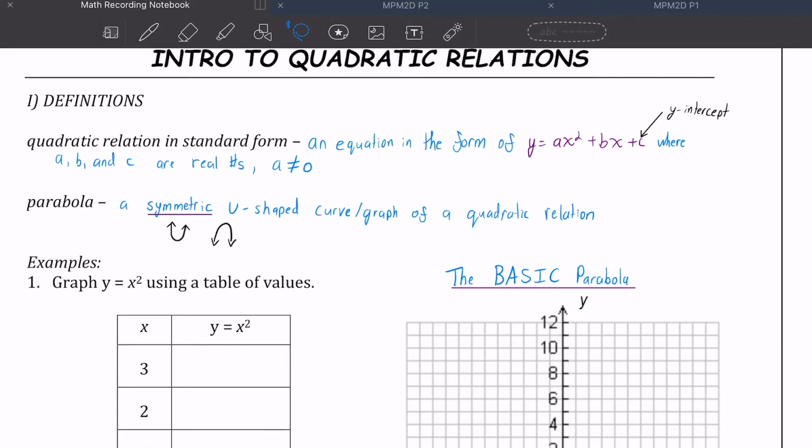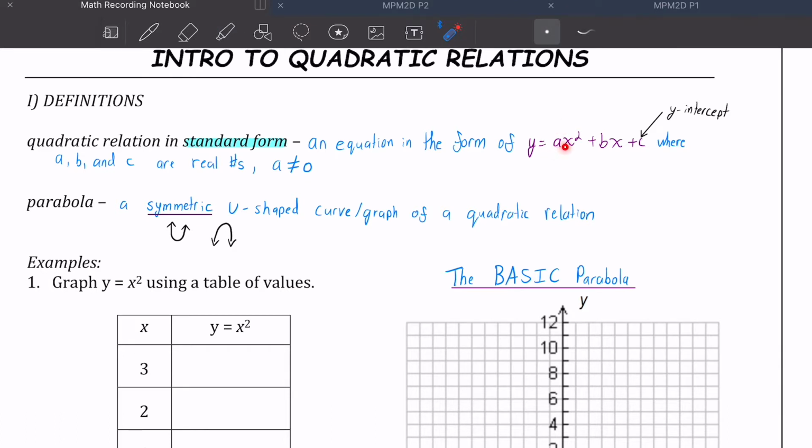Our first definition is, what is a quadratic relation in standard form? Keyword there, in standard form. An equation in standard form, y equals ax squared plus bx plus c, c being the y-intercept, where a, b, and c are real numbers and a doesn't equal 0. Translation.